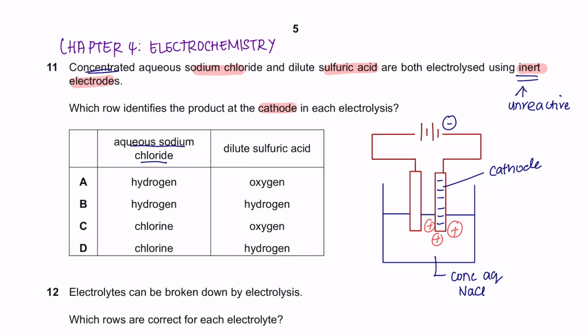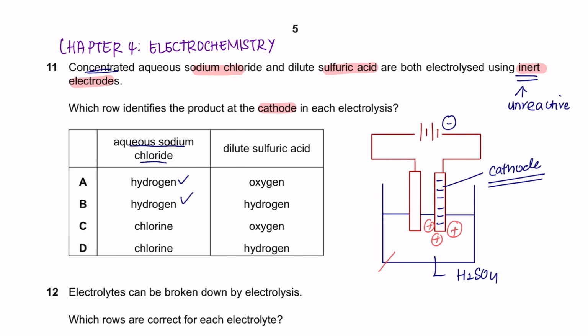The positively charged ions in concentrated aqueous sodium chloride are sodium and hydrogen, whereas the negatively charged are hydroxide and chloride. So at the cathode, you're going to choose the one which is the lowest in your electrochemical series, which is hydrogen. So you will get hydrogen gas from hydrogen ions. Now we're going to change this to dilute sulfuric acid. So in dilute sulfuric acid, the positively charged ions are H+, and the negatively charged ions are sulfate and hydroxide. So H+ ions will be attracted at the cathode, and again you would get hydrogen gas. So the answer is B.